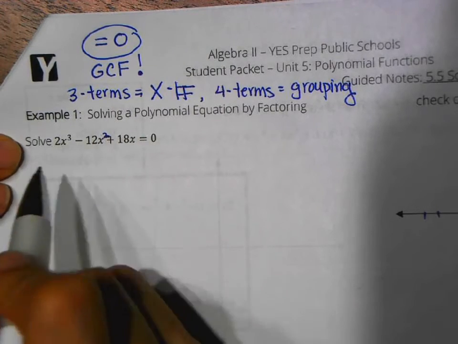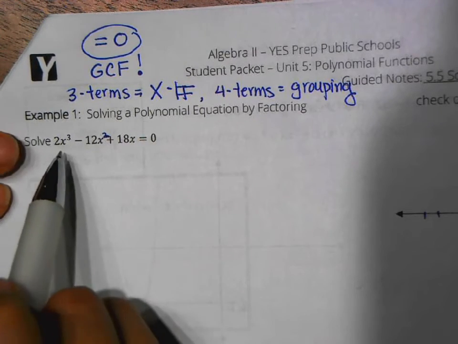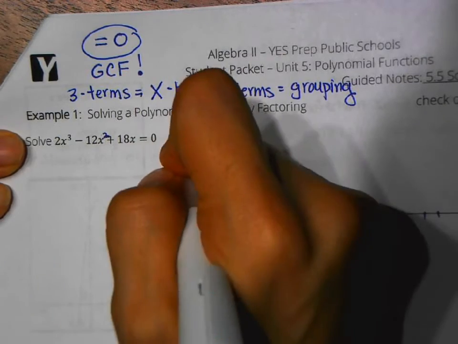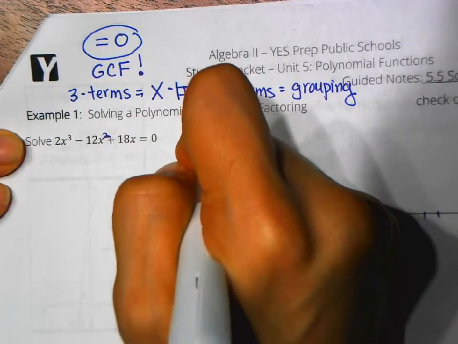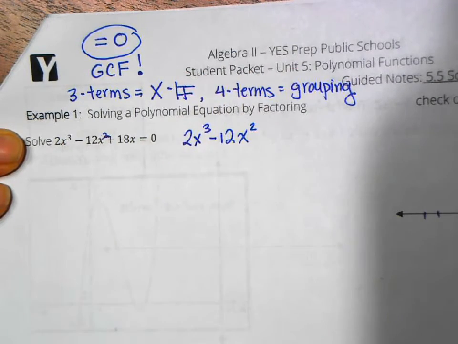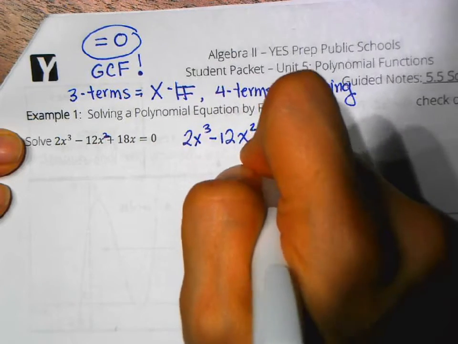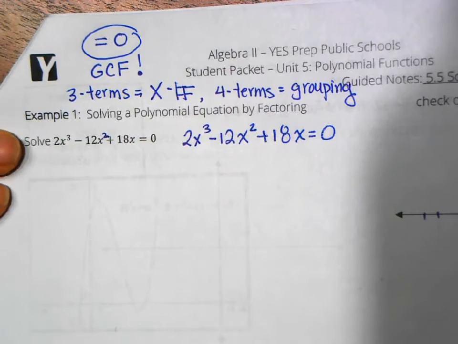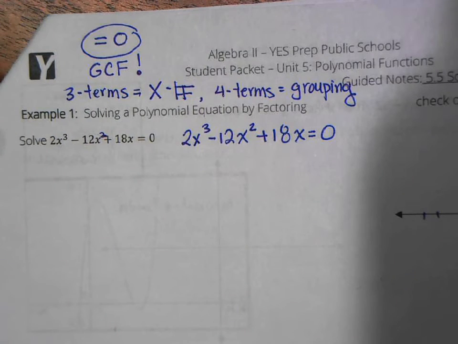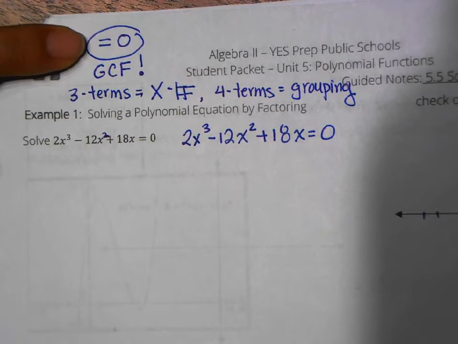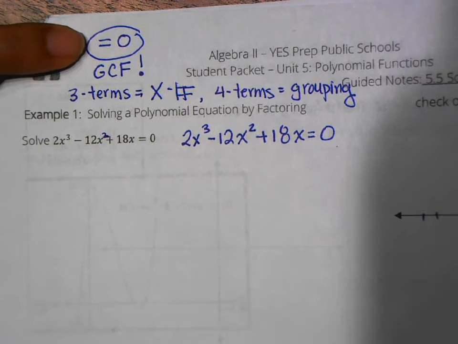All right, so let's take a look. The first thing I want to make you aware of, in this example 1, is that there's actually a typo. The correct equation should be 2x cubed minus 12x squared, I left out the square on that original equation, plus 18x equals 0. That should be the original equation. First things first, I need to make it equal to 0. Absolutely, it is equal to 0.